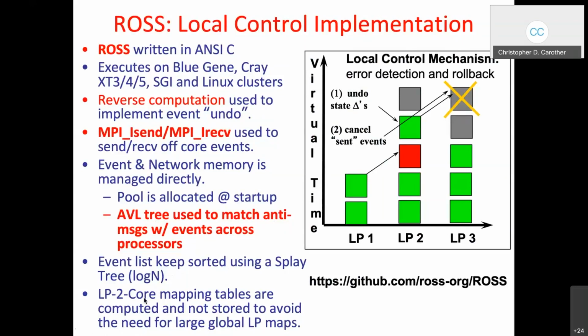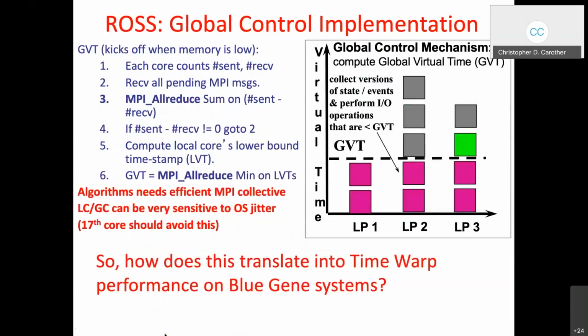Again, in terms of the global calculation, to implement GVT we actually have to do an all reduce. The GVT algorithm is kicked off by each core recording the number of sent and received messages. This is in the MPI layer. We'll try to receive all the MPI messages that we can get. We'll do an all reduce sum on sent minus received, and it better be 0. If it isn't, we've got to do this again, because it means we've got some message left in the system.